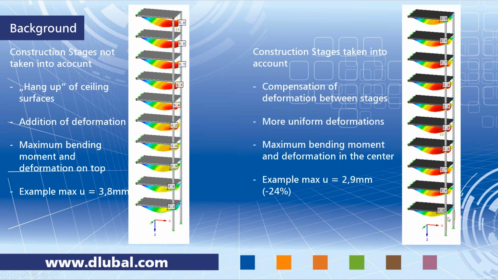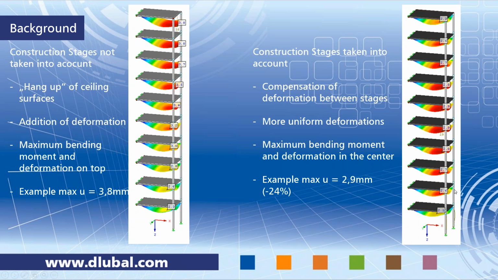So I modeled these construction stages like this. We have a first stage for the first story and then the second stage for the next one, and so on. And what happens in our stages module is that the deformation of every stage, that means the local deformation of the outer columns, is compensated between the construction stages.